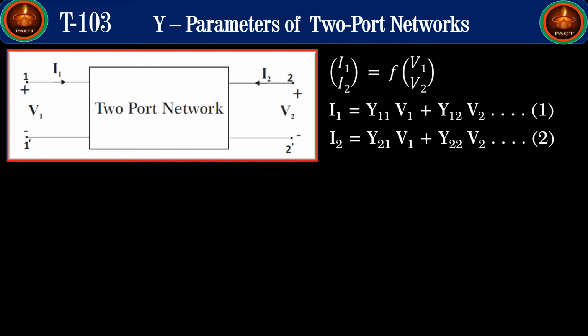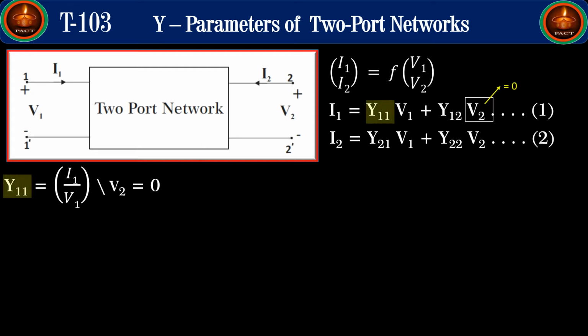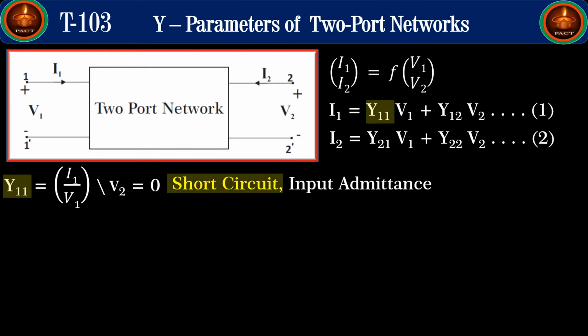output port equation. So, using these two equations, we can define Y11 is equal to I1 upon V1 when V2 is equal to 0. V2 is equal to 0 meaning the output port is short circuited. Therefore, this parameter is called as short circuit parameter. It is called as input parameter because it is the ratio of I1 and V1, which are both the terminal quantities at the input port. And it is called as admittance parameter because it is the ratio of current to voltage.